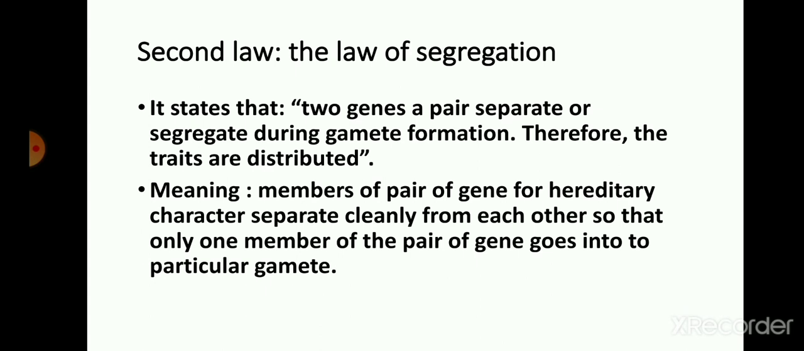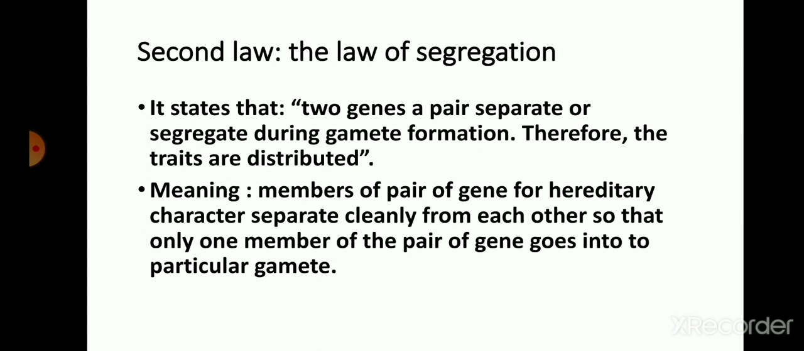So, in this law of segregation, we can say that two genes which carry the pairs of alleles separate during the formation of gametes. So, during gamete formation, these two alleles are separated into the gametes. Therefore, the traits are distributed in the offspring.